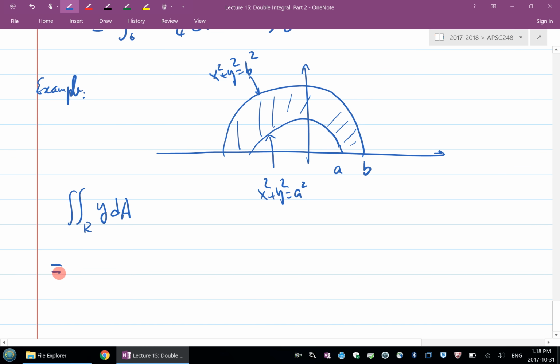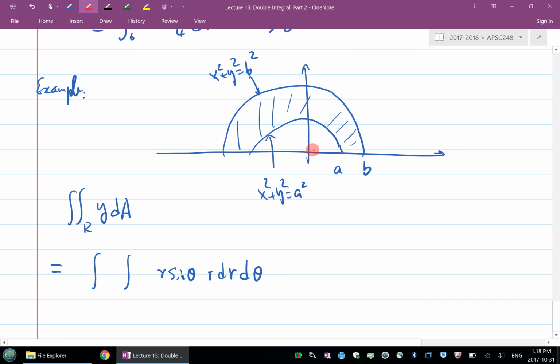I'm not going to evaluate using Cartesian, so I'm going to evaluate the whole thing using polar. So the y here will be replaced with r sine theta, and dA will be replaced with r dr d theta. And the next step is to figure out the limits for the double integral.